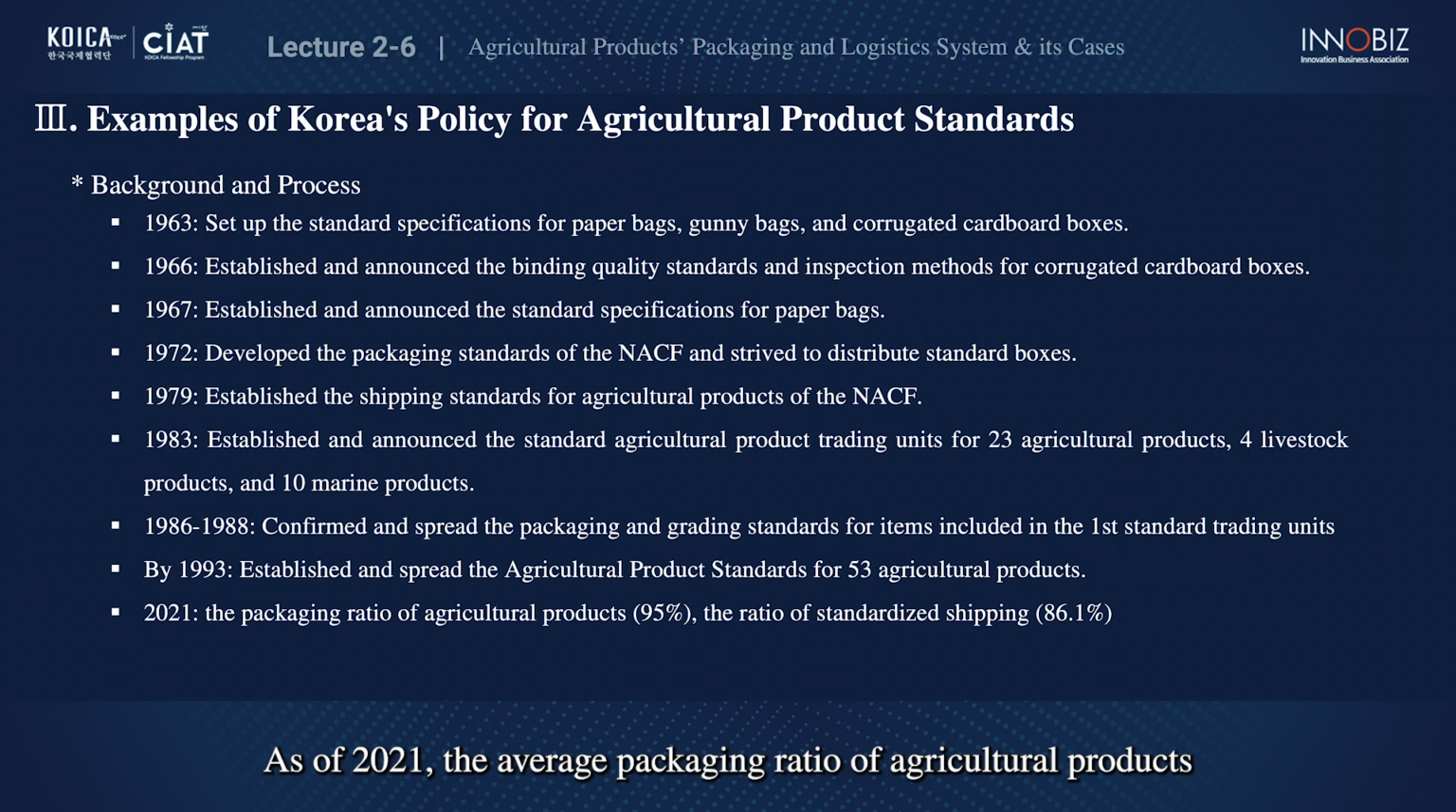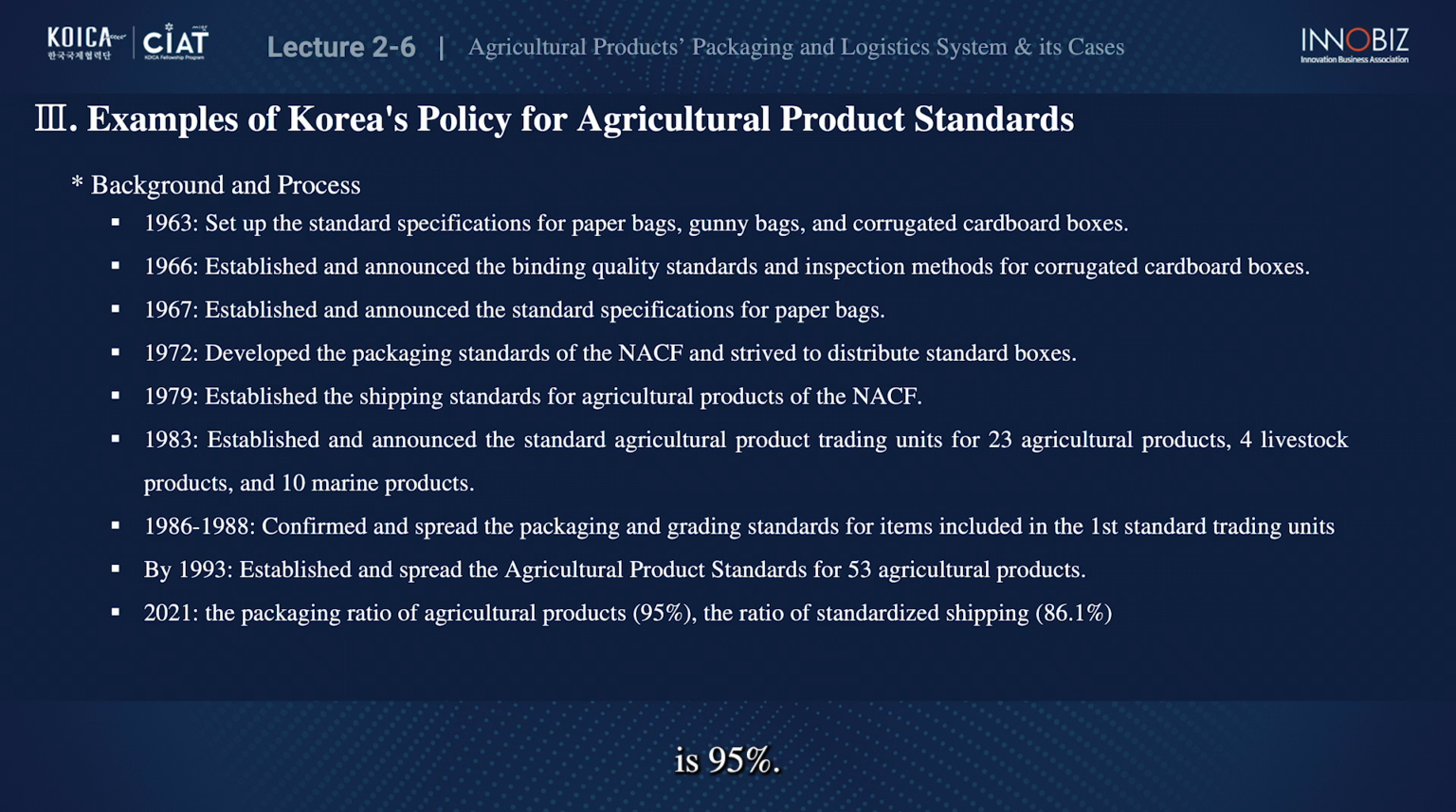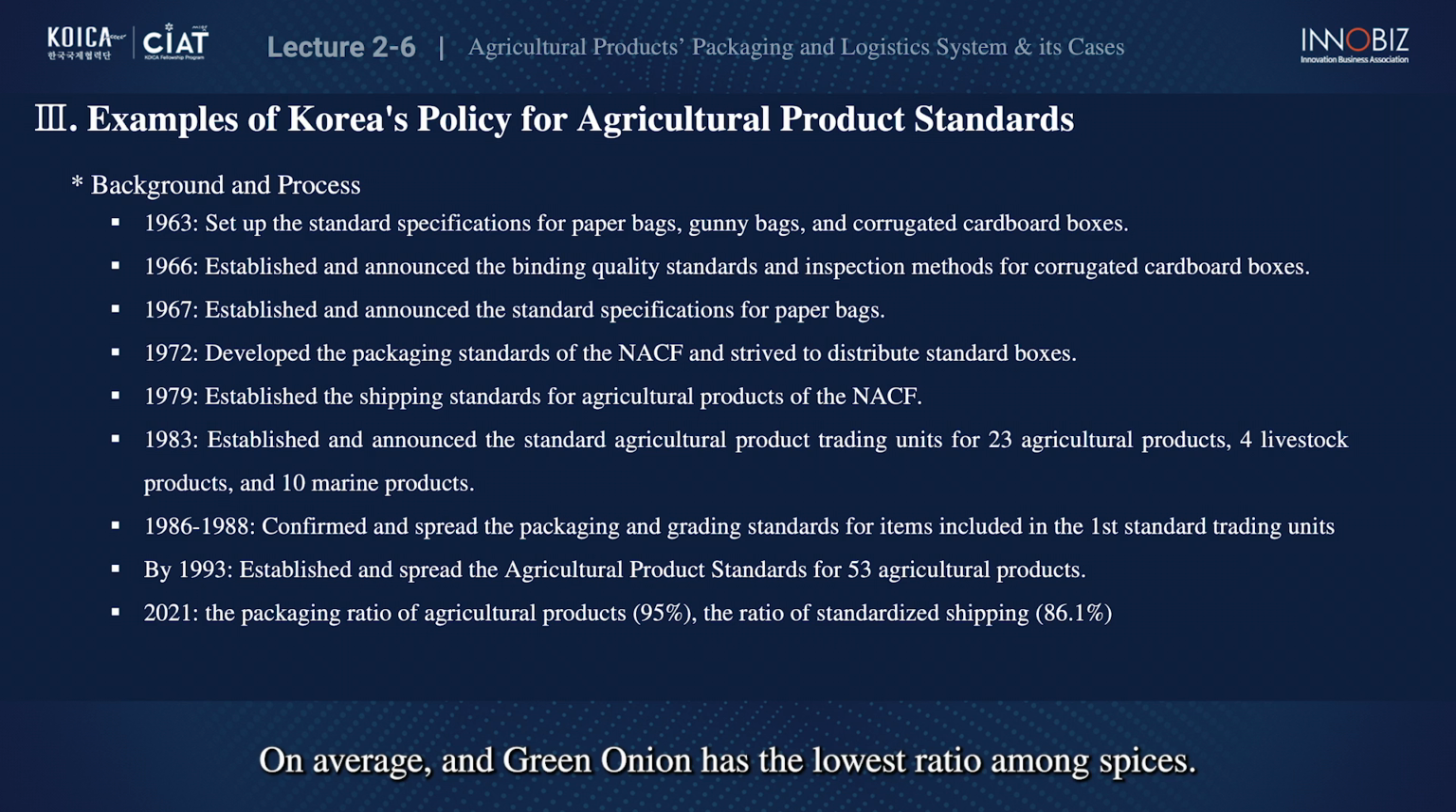As of 2021, the average packaging ratio of agricultural products is 95%. Items with high prices, including fruits, have a high packaging rate, and items with low prices like spices and vegetables have a low packaging rate. The ratio of standardized shipping is 86.1% on average, and green onion has the lowest ratio among spices.